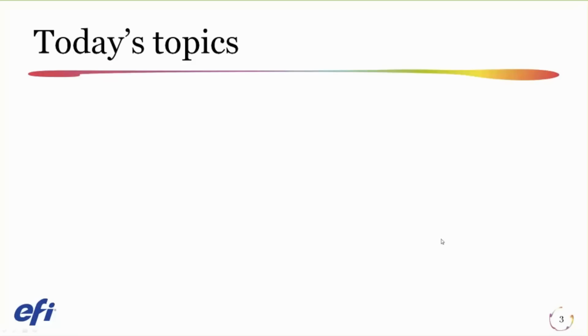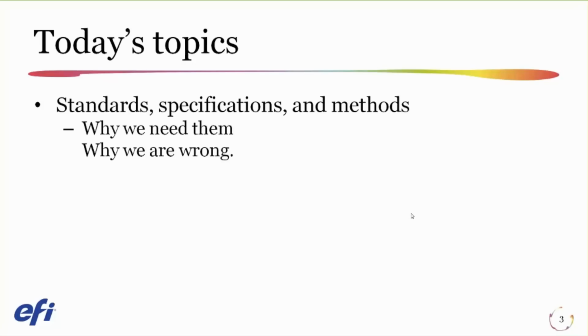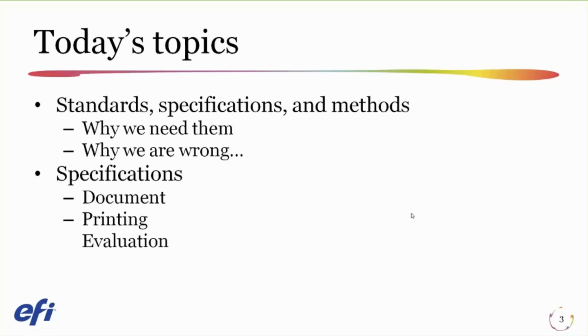The topics I'm going to cover today: standards, specifications, and methods, what they are, how they differ, why we actually need them in the first place, and why we're actually often wrong when we make our request. Specifications. What are the specifications for documents, for printing, the actual production portion, evaluating the printing process, were we successful or were we not, how to actually do the measurement, and viewing specifications.